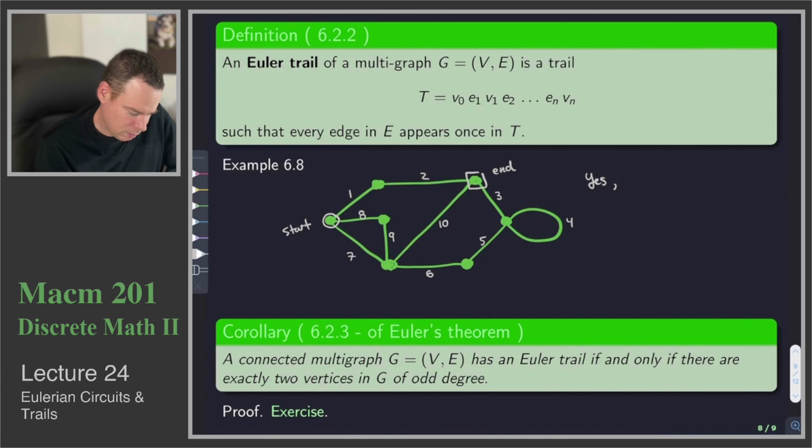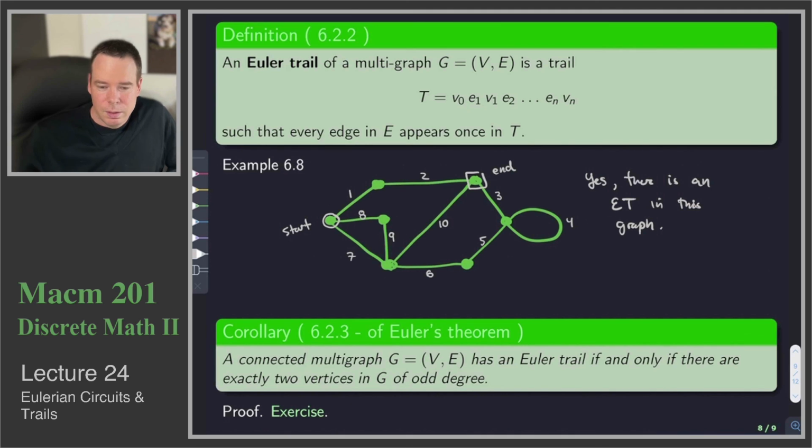So yes, there is an Euler trail in this graph. Now, you may have tried to find one yourself. In fact, if you didn't already, go ahead and try to find some other Euler trails.